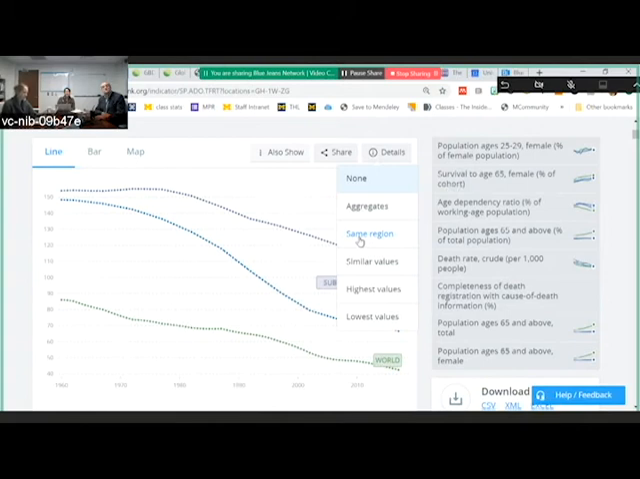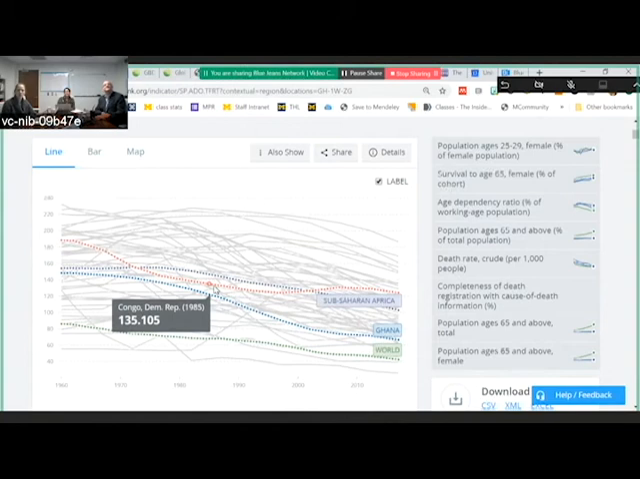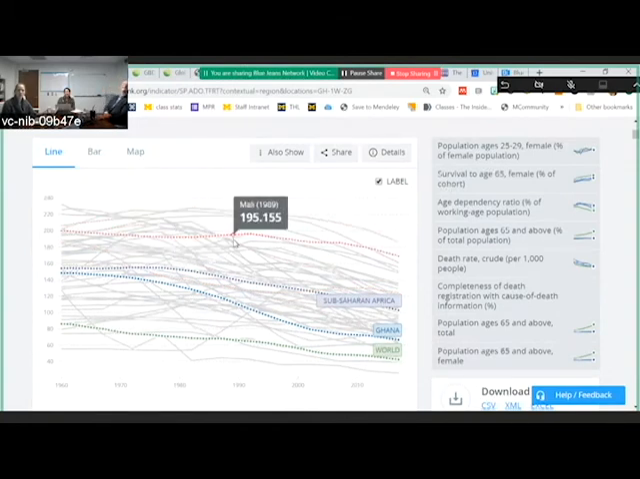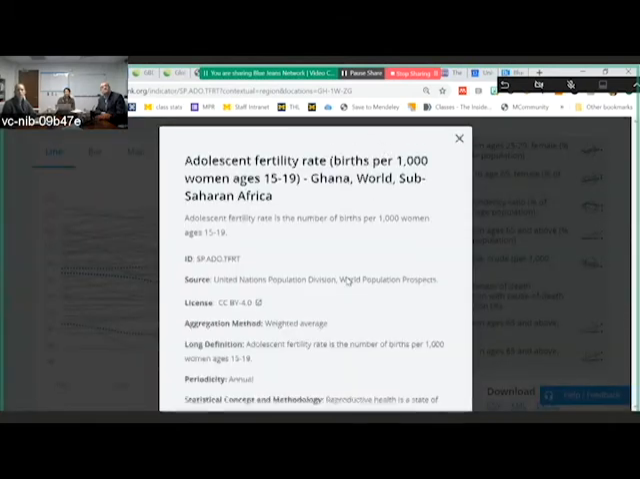I'm going to click on same region. What's going to happen, and I don't know if it shows up very well here, is I can see the individual countries from that region in gray. And that gives me more context. Now, again, very important, where did this information come from? I'm going to go to my details section. So it tells me exactly where it came from.